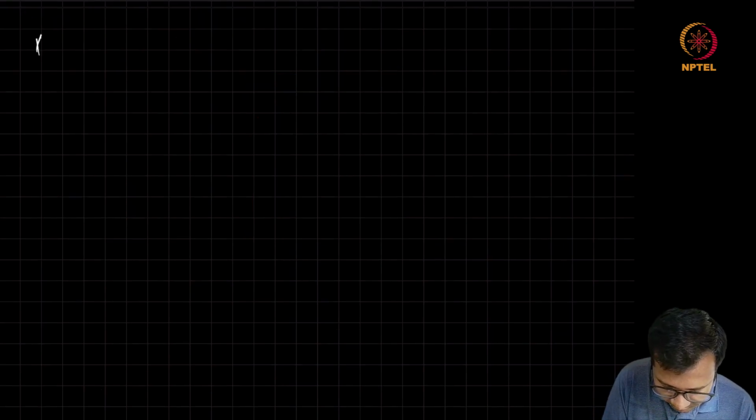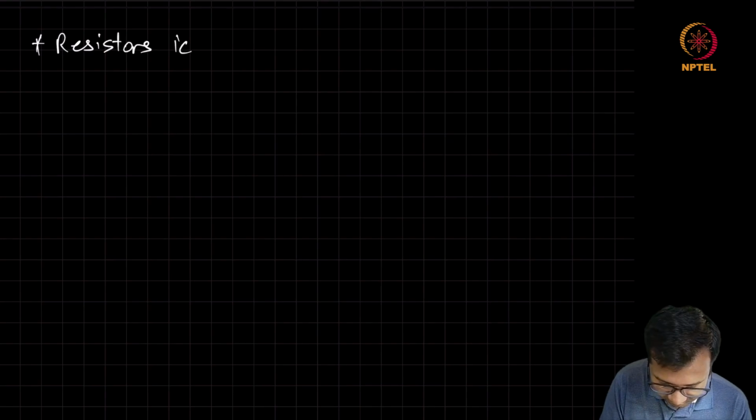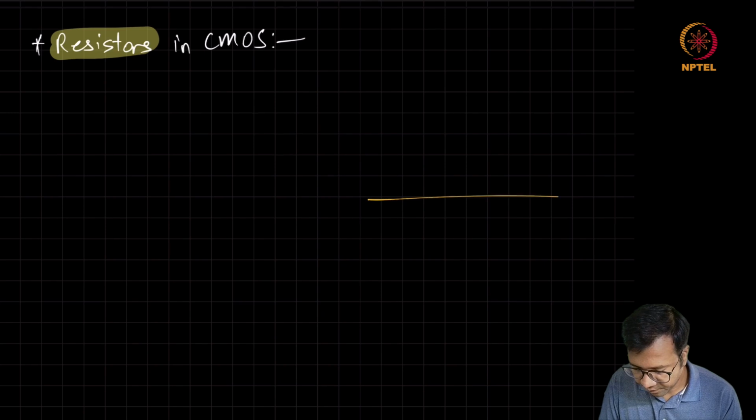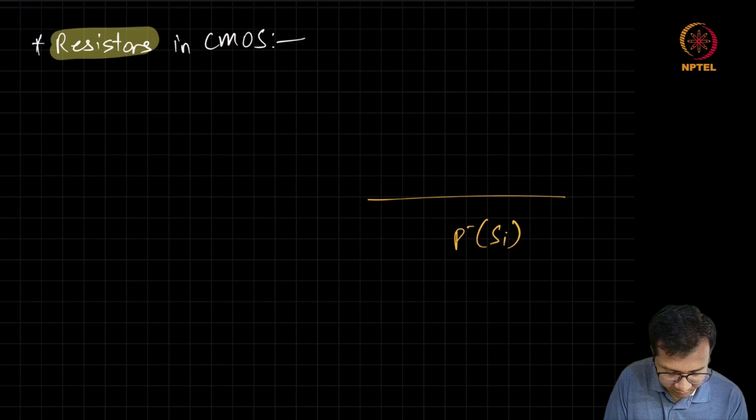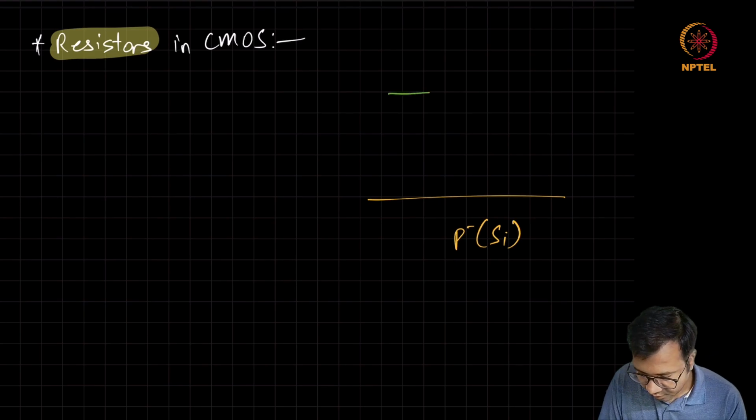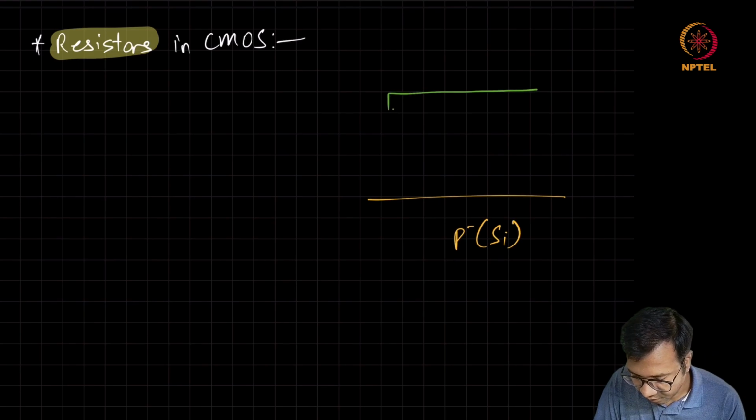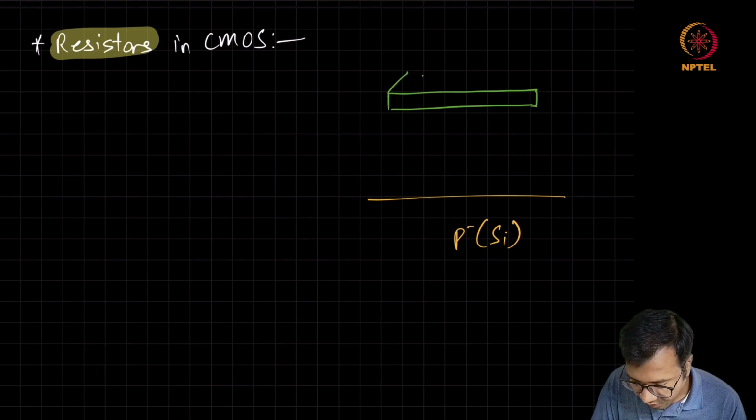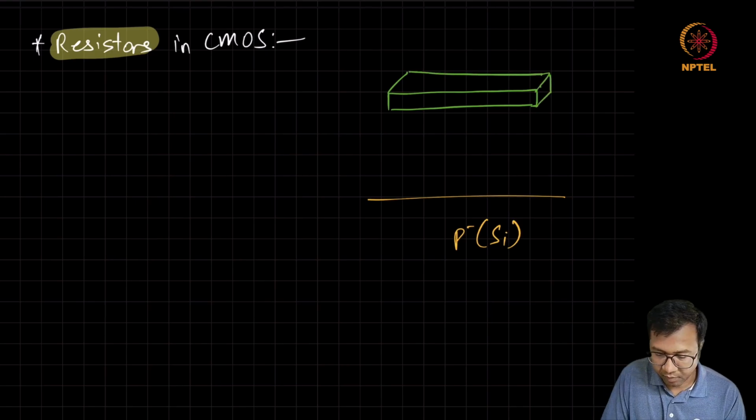Let's talk about resistors in a CMOS process. We know that this process provides various metal layers. One simple way to realize a resistance is by just connecting the two terminals of a metal wherever we need to use a resistance.